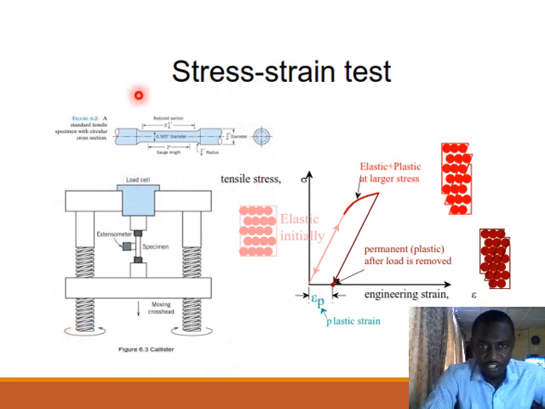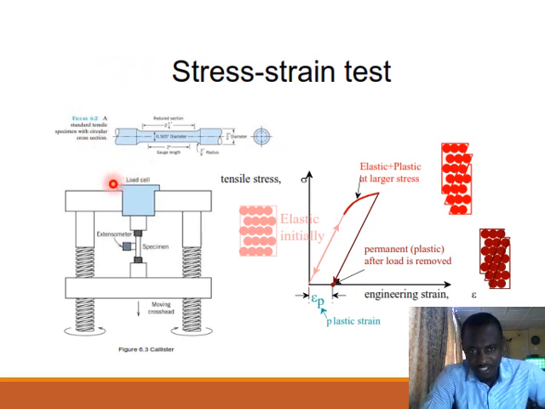What you have is a simple setup like this. You prepare your specimen in this dog bone format, and on the machine there is a load cell. The load cell allows you to control the applied load, and then you have an extensometer that will be attached to the specimen. The extensometer is able to measure any deformation that is experienced by the material. So you have two things: the applied load coming from the load cell, and the deformation measured by the extensometer.